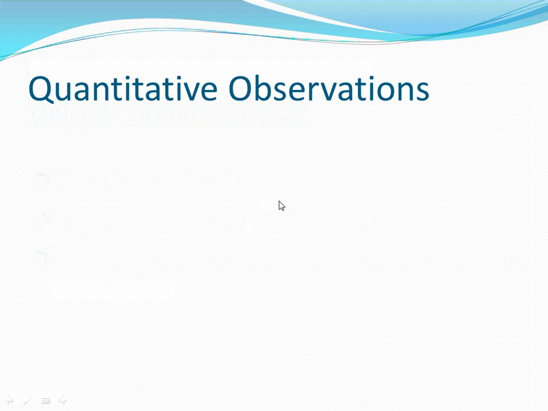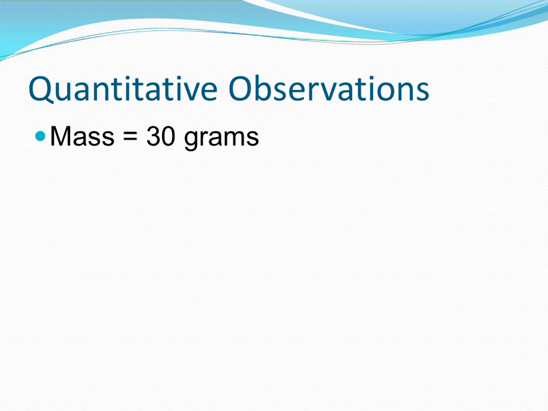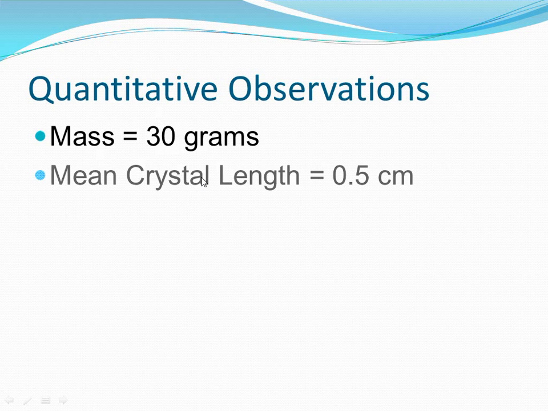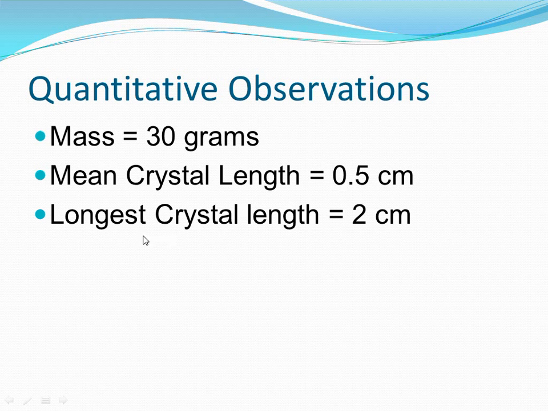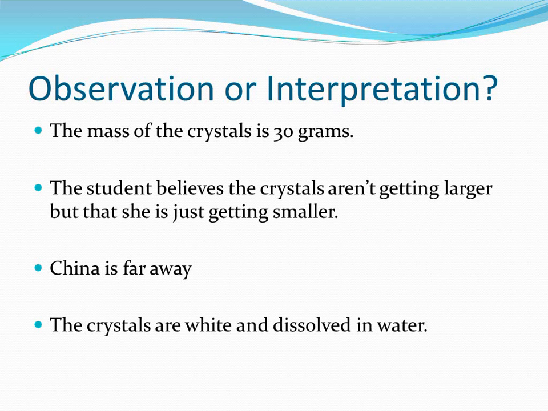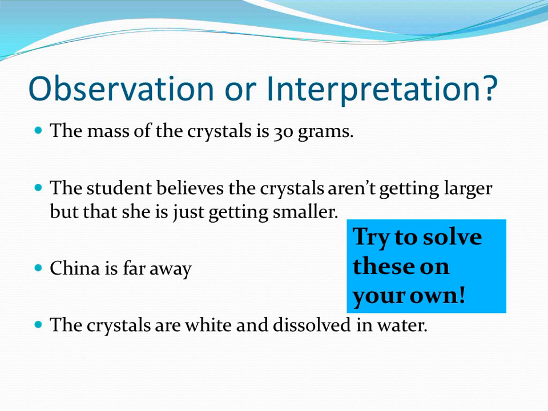Then we have quantitative observations. That is, we need quantities. So if I said the mass is 30 grams, I have a number, I have a quantity. So that is quantitative. If I said the average or the mean crystal length is 0.5 centimeters, again, I have a number, so it's quantitative. If I said the longest crystal length is 2 centimeters, that's more quantitative data. It's a number. Again, quantitative in science tends to be more useful. So what I would like you to do now is please pause the video and try to solve these on your own.